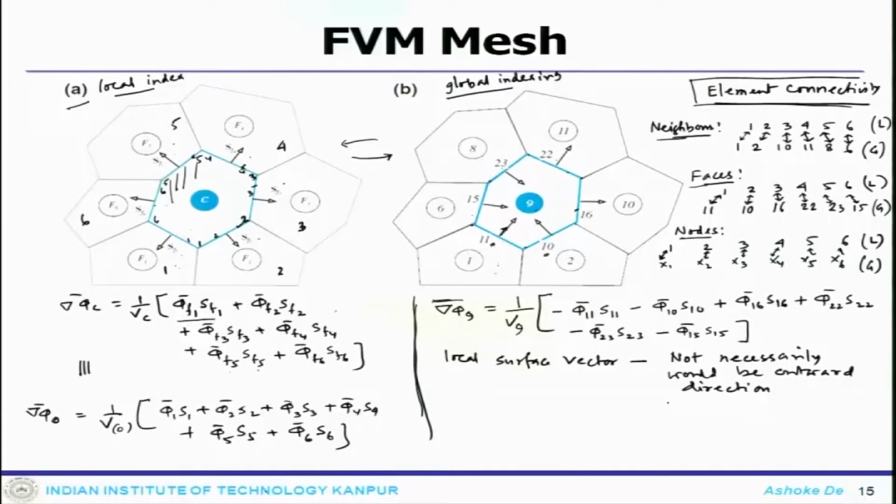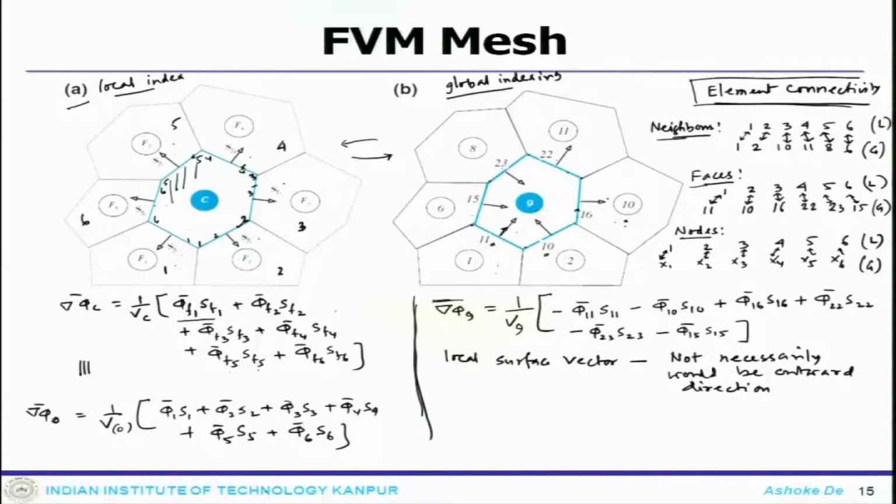but the point here is that if you look at this element and look at element number 10, 9 is connected with 10 through the face number 16. Now, when you look at face number 16 for 9, the surface vector is going outward, but at the same time when you look at element number 10, while doing the calculation for element number 10, you will be looking at this surface, and it is pointing inward.